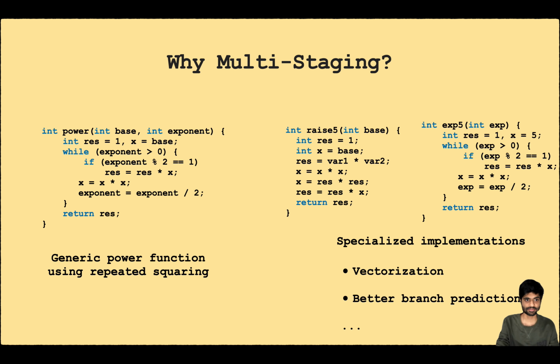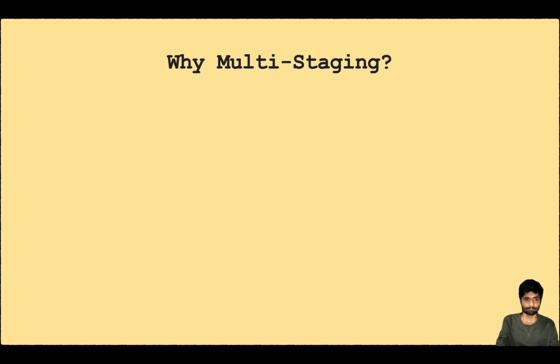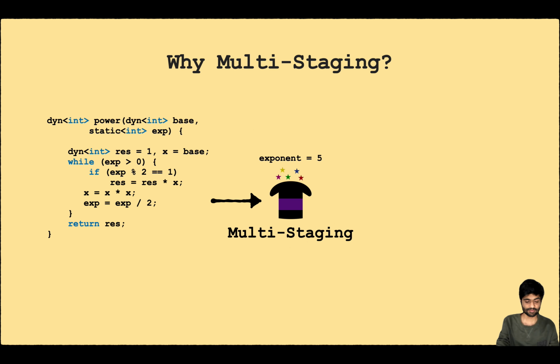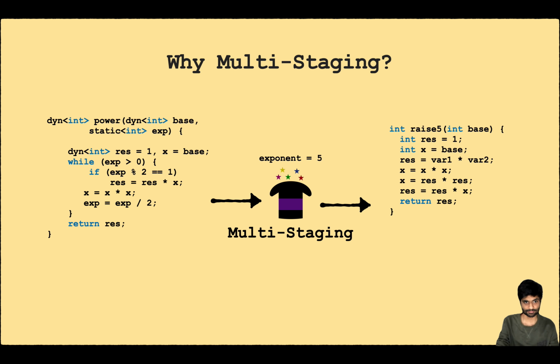But with multi-staging, we can write a generalized implementation once, pass it through our favorite staging framework with certain inputs to generate a specialized implementation, giving us the best of both worlds. This reduces the development time and effort without compromising performance.